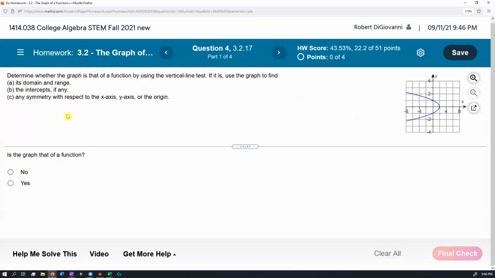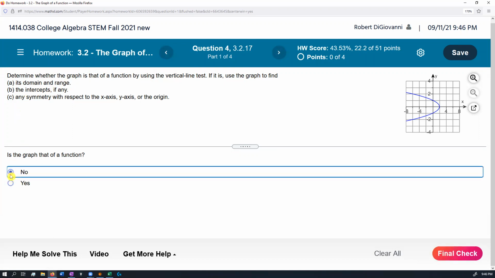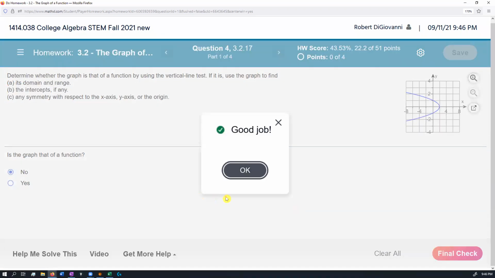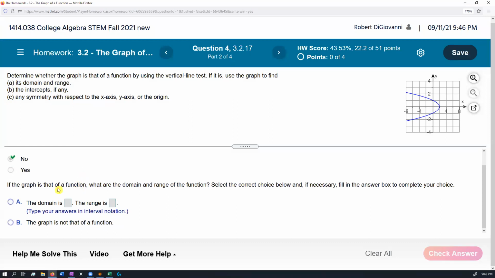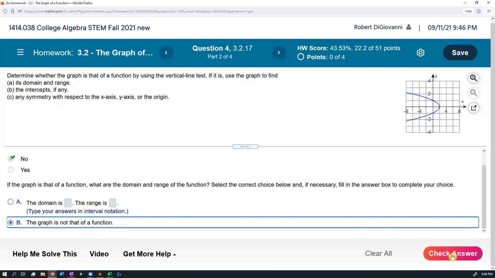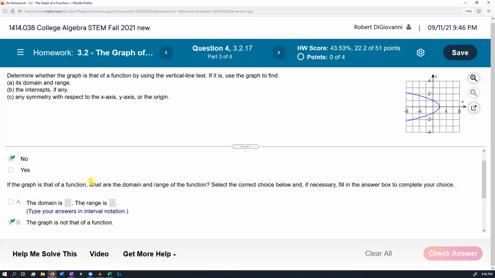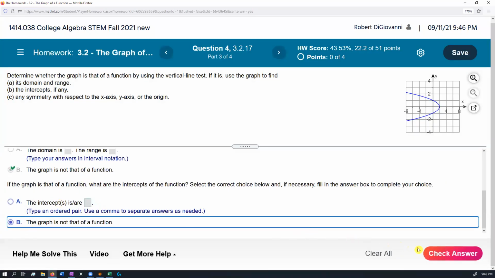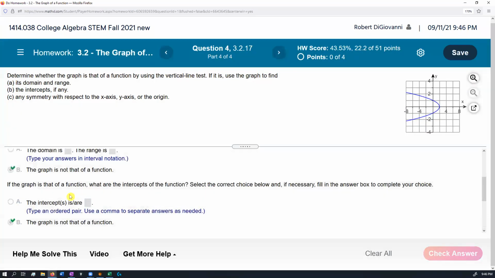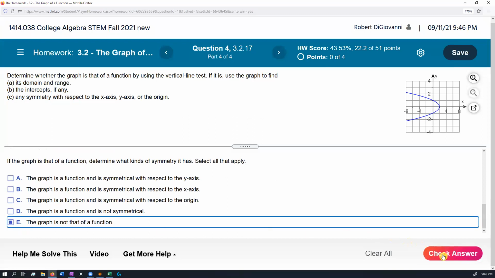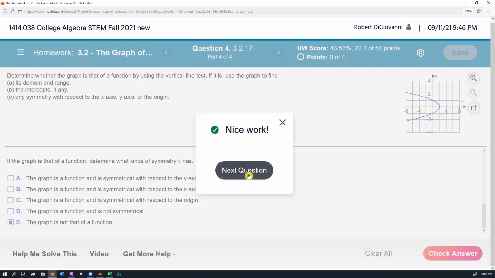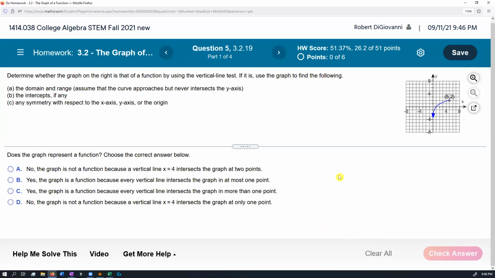Okay, so determine whether it's a function by using the vertical line test. Is it a function? No, it's not a function. It fails the vertical line test. If the graph is not a function, we can't talk about anything else. Intercepts, forget it. Those are easy problems because if it's not a function, we're just moving on.